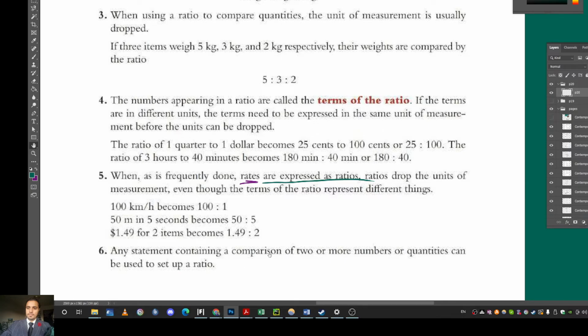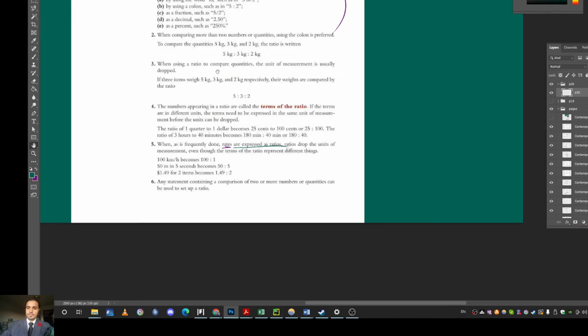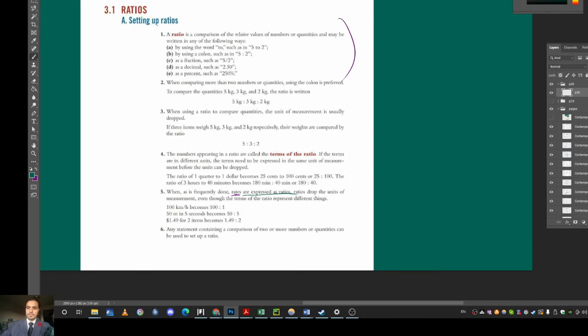Next, any statement containing a comparison of 2 or more numbers or quantities can be used to set up a ratio. Okay, so any statement where 2 or more numbers or quantities are being compared, we can set up a ratio. This is something we'll see further as we go deeper into the chapter. So anyways, these are 6 points. You're going to come back to them at the end of the chapter to review them. Right now, not all of them might make sense, and that's okay. That's not the point. The point is that as we come back to this, it will make sense.